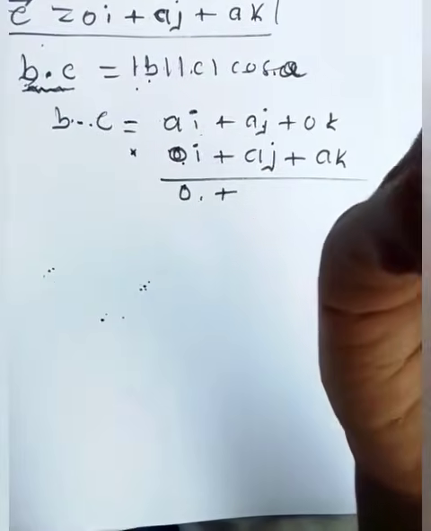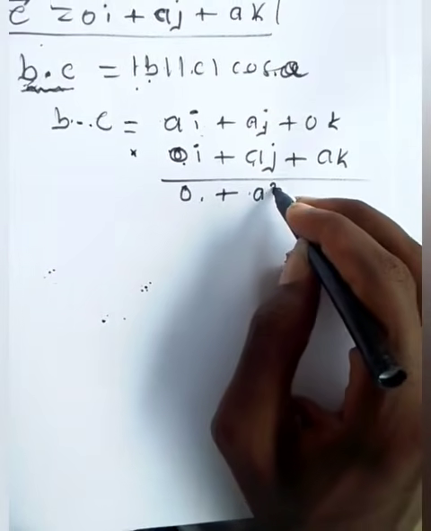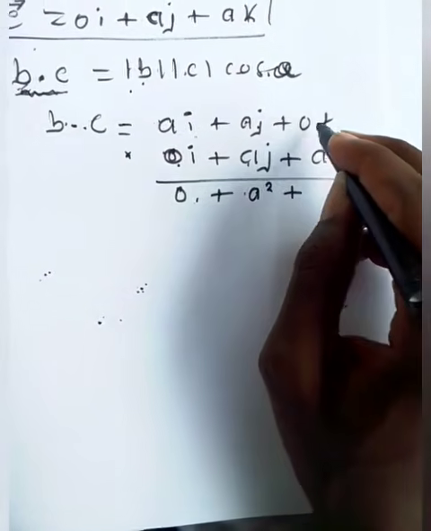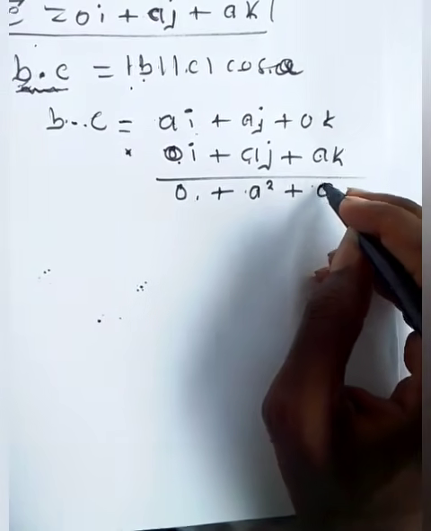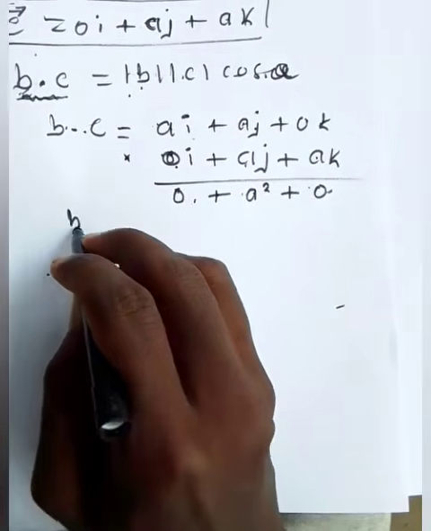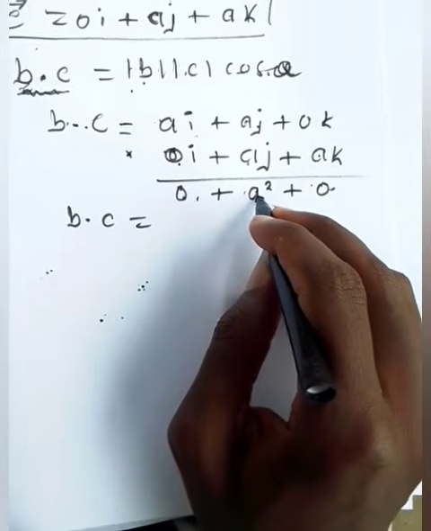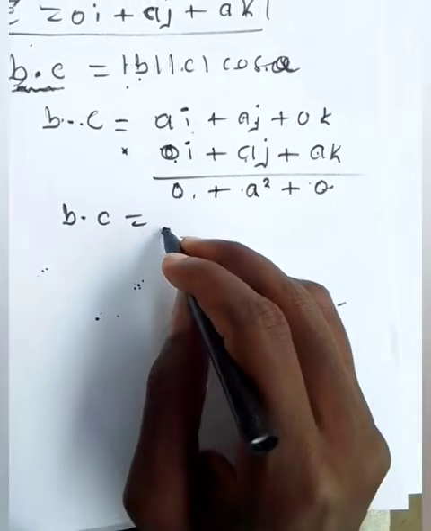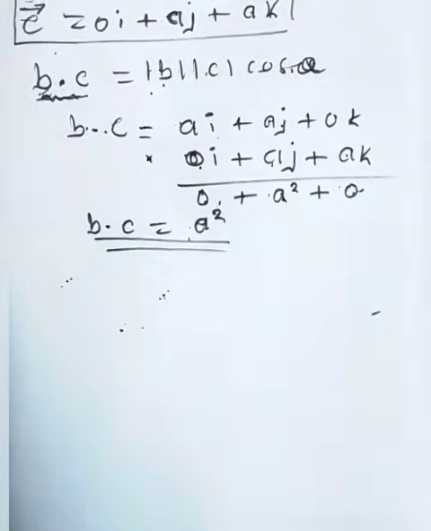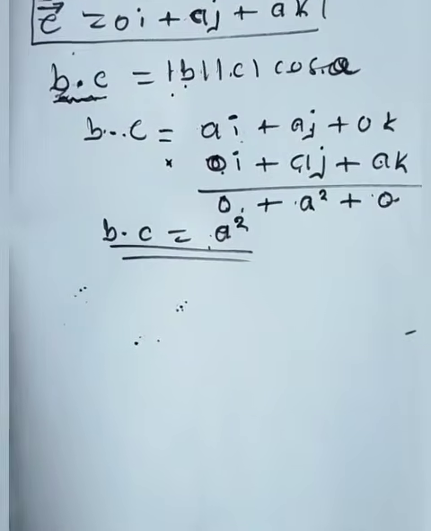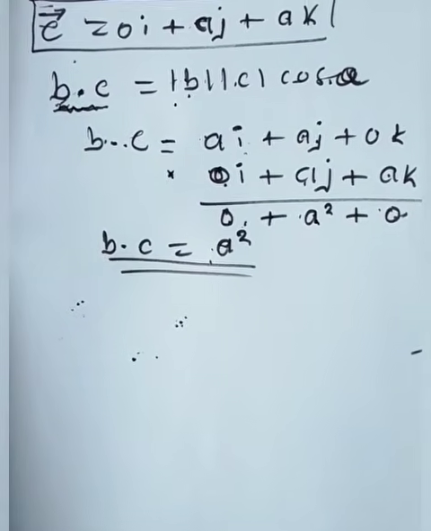You multiply those corresponding components. a times a, it is a power 2. a times 0, it is what? a times 0, it is 0. So the dot product is simply 0 plus a power 2, it is a power 2. a power 2 plus 0, it is still a power 2. So we have found the dot product. As simple as this. So it is knowing how to come up with the vectors.